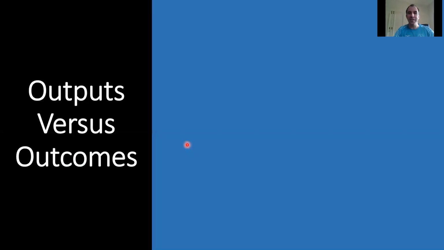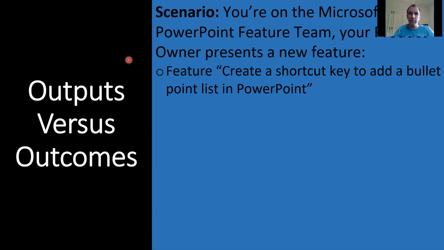Great. So let's get to it. So to get us going, I'd like you to consider the difference between an output and an outcome. And in order to illustrate this, I'm going to give you a very simple scenario. So let's just say you're on the Microsoft PowerPoint feature team. I'm your product owner, and I come to you and I say, right, I want you to build me a new feature. And this feature is simply to create the shortcut key to add a bullet point list in PowerPoint.